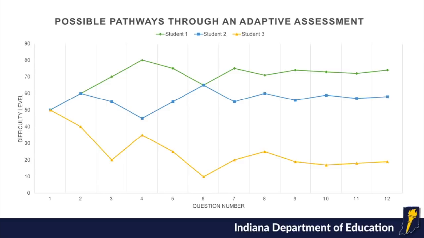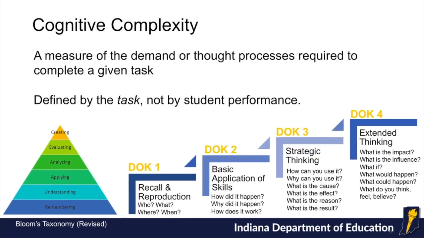To best understand computer adaptive testing, it is important to know the difference between cognitive complexity, or the rigor required by a task, and item difficulty. These two concepts, although sometimes related, refer to different ideas. Cognitive complexity is a measure of the demand or thought processes required to complete a task. Bloom's taxonomy is one system that measures cognitive complexity by placing tasks into categories, such as remembering and understanding, low-rigor tasks, versus evaluating and creating, high-level tasks.